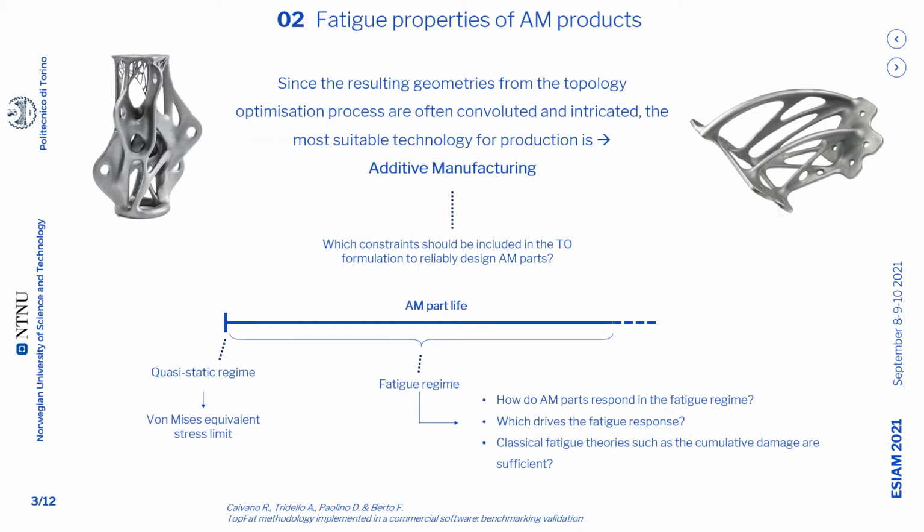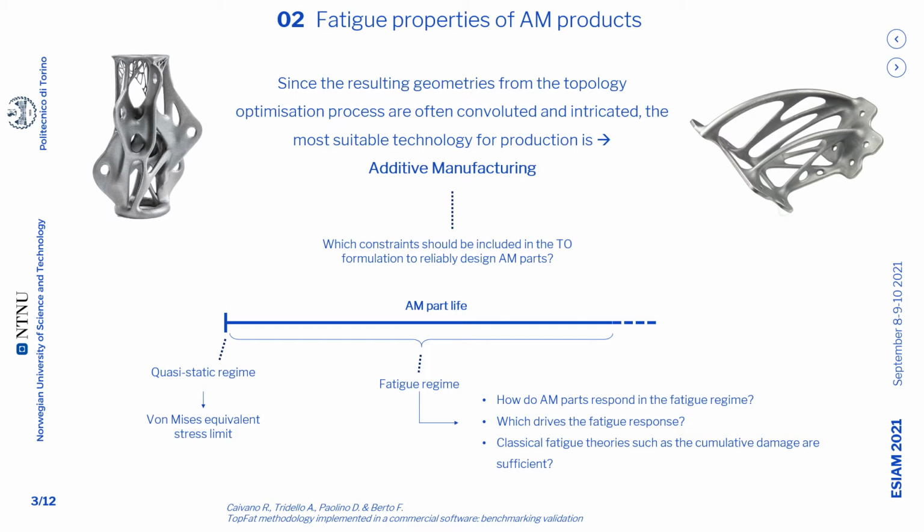Topology optimization has been studied since 1980. However, the final geometries obtained with this method were almost always complex and very difficult to be realized through traditional and conventional manufacturing techniques. Recently, the advances of additive manufacturing processes allow us to produce those geometries, even if convoluted and intricate. However, as discussed before, it is crucial to understand which are the key constraints to be included in the topology optimization setup, in order to safely design parts for the additive production.